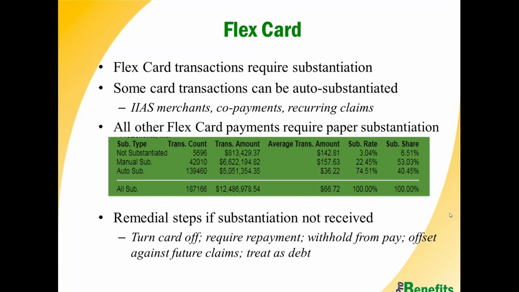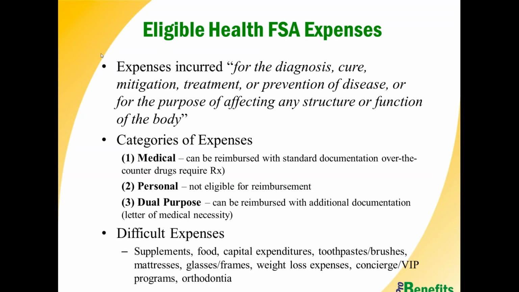Finally, on the last slide, we're bumping up on our 20 minutes, so we'll try to get through this quickly. But often the common questions we get are about specific expenses and whether they are eligible or not. Eligible health FSA expenses are defined by 213(d) of the IRS code, and those are expenses incurred for the diagnosis, cure, mitigation, treatment, or prevention of disease, or for the purpose of affecting any structure or function of the body. That's the definition in 213(d).